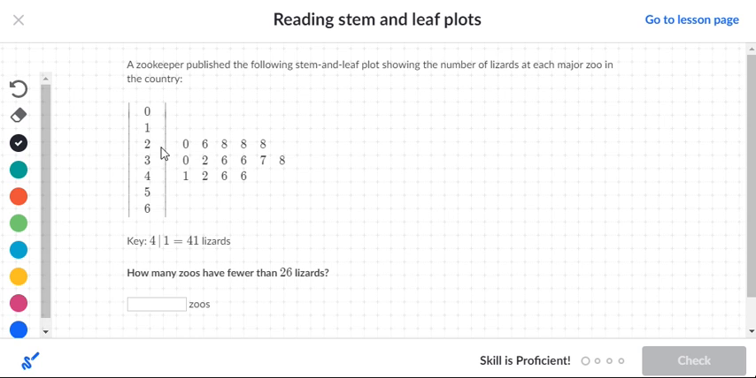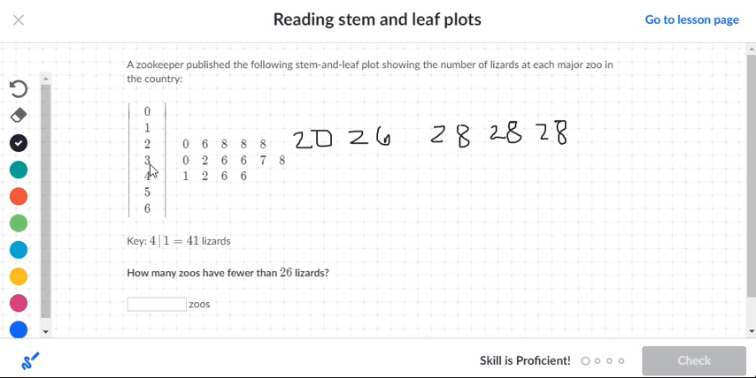This 2 signifies the 20s. So where you have 2 and 0, you would simply say that this is 20. The 2 with the 6 is 26. Here you would say 2 and 8 is 28. In fact, there are three 8s repeated, so 28 is repeated 3 times.